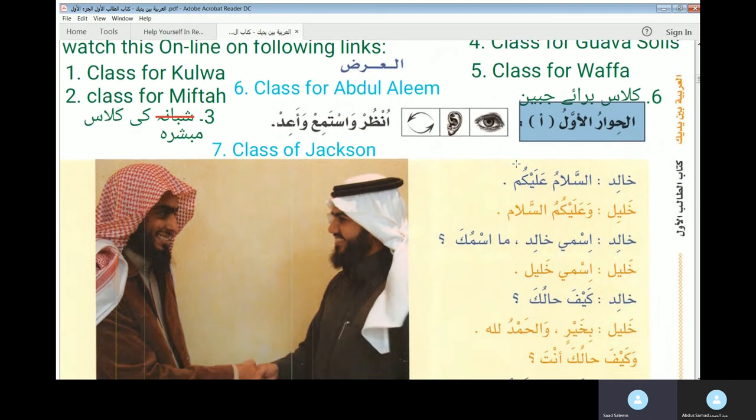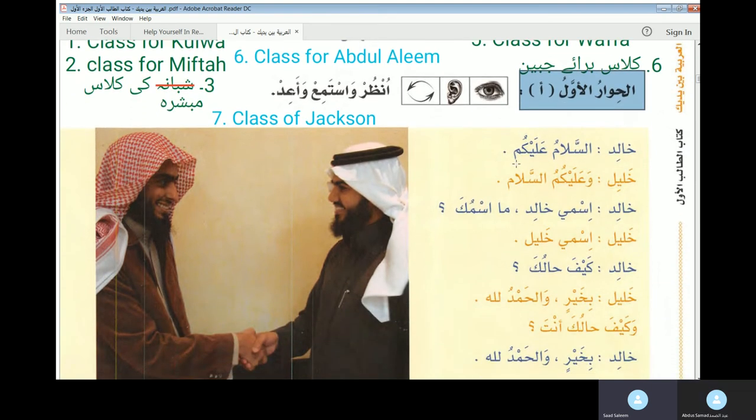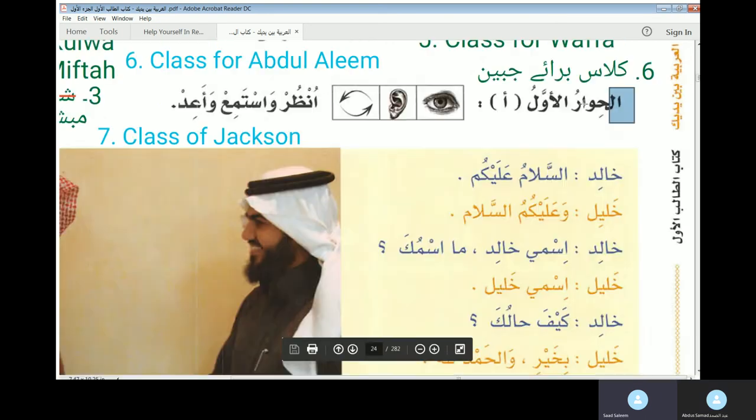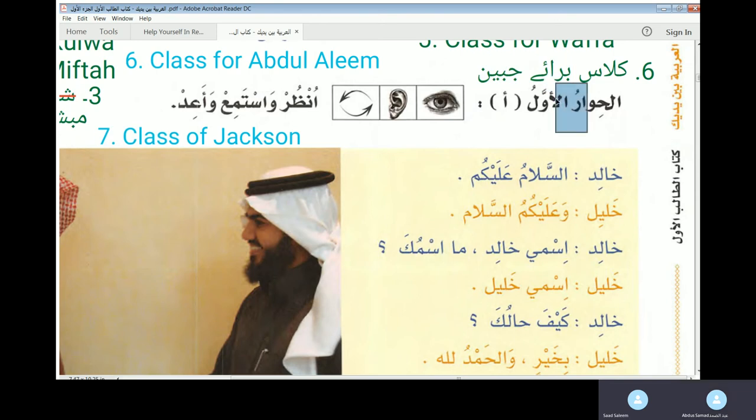Al-hiwarul awwal, first dialogue. Read this. Al-hiwarul awwal. The rule: ra is joined with lam. Awwalu, good. Al-hiwarul awwalu, first dialogue.